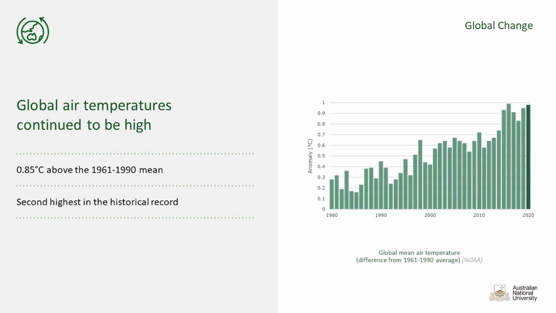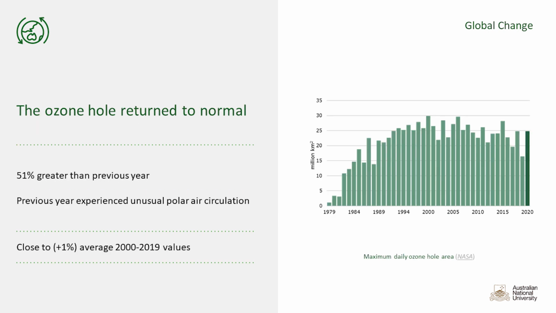Global air temperatures continued to be high. Temperatures were globally 0.85 degrees above the 30-year mean from 1960 to 1990, and that is the second highest in the historical record. The ozone hole returned to its normal size. It was 51% greater than the previous year, but the previous year experienced an unusual polar circulation that led to a very small ozone hole. This year, its size was close to average 20-year values.